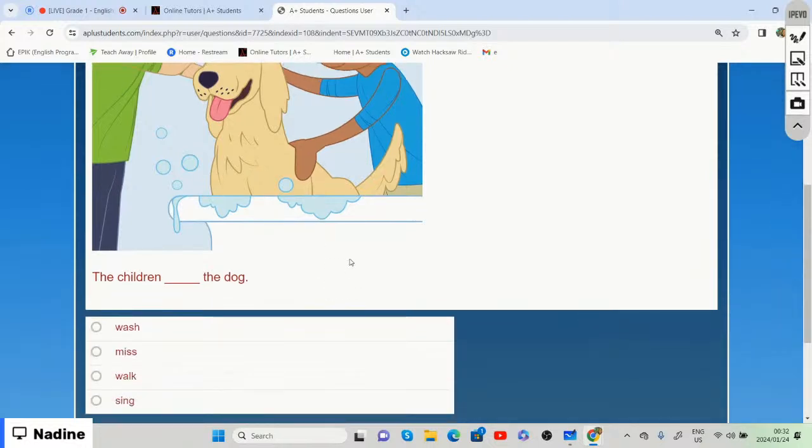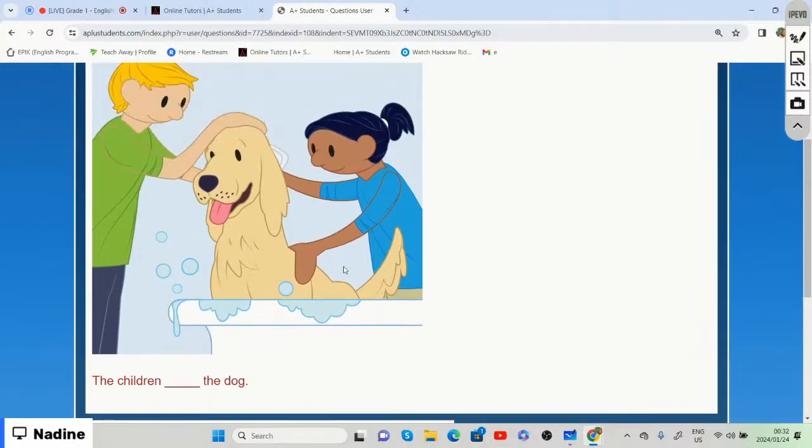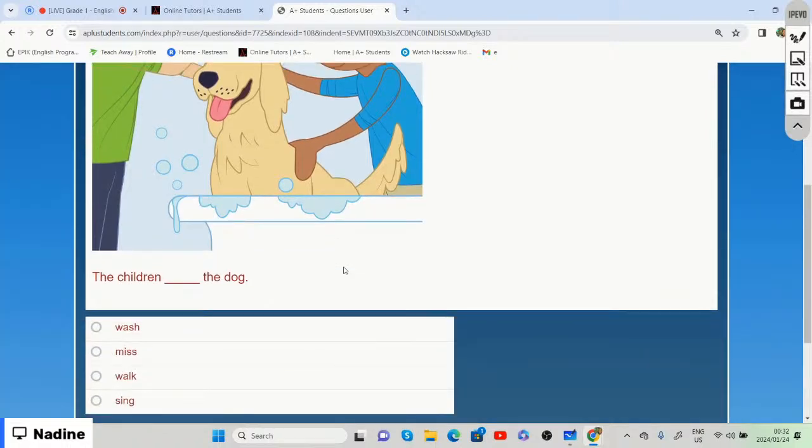All right. And the children blank the dog. We see water, we see the dog is in the bath. So the children blank the dog. What are they doing with the dog? Are they washing the dog? The children wash the dog, miss the dog, walk the dog, or sing the dog.